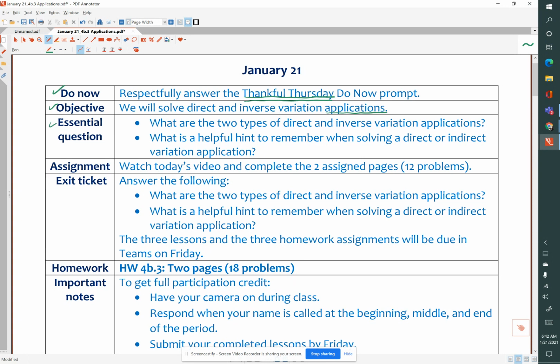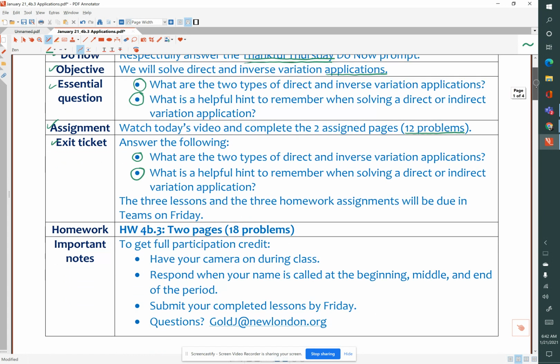As I said, today we're going to solve those direct and inverse variation applications. So our essential question: what are the two types of direct and inverse applications that we'll see generally? And what's a helpful hint to remember when solving a direct or indirect variation application? As we watch the video, we've got two assigned pages today. That's 12 problems, but they are word problems. And our exit ticket is pretty much going to mirror our essential question today.